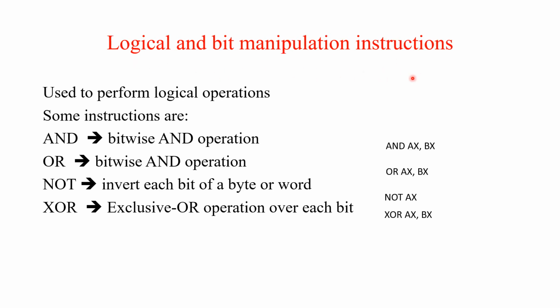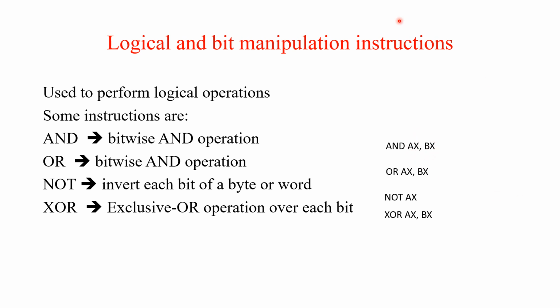Logical operations are crucial for performing bit-level manipulations and comparisons in a microprocessor. The 8086 microprocessor provides several instructions for these operations. Key logical instructions in 8086 are AND. The AND instruction performs a bitwise AND operation between two values. For example, AND AX, BX performs a bitwise AND between registers AX and BX, storing the result in AX.